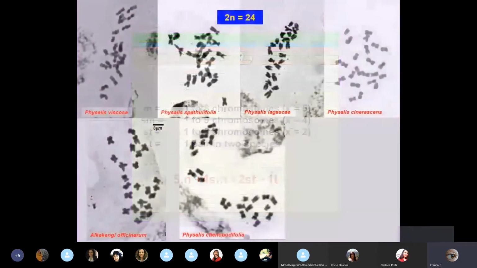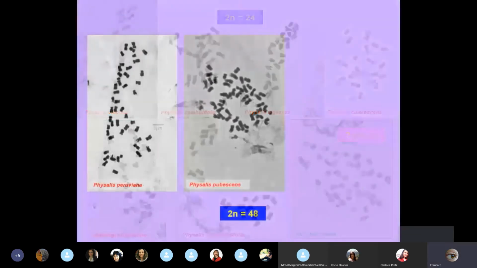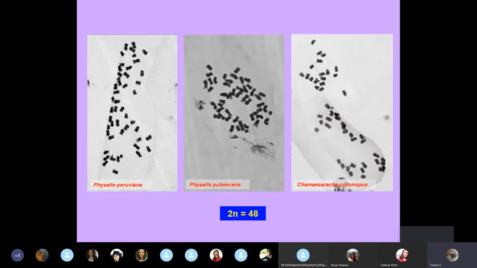These are pictures of metaphasic chromosomes just to show you how they look. These are the diploid species with 2n=24. This is the aneuploid Quincula with 2n=44. And these are the polyploid species, meaning tetraploid species with 2n=48 in Physalideae, and we found also polyploids in Chamaesaracha with 2n=48.